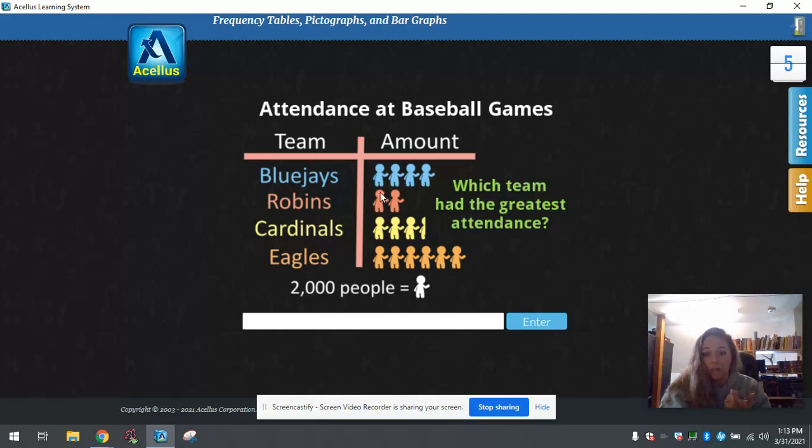For the Robins, we have 2,000, 4,000 people attending. For the Cardinals, we have 2, 4, 6.5. So 7,000 people attending. For the Eagles, we have 2, 4, 6, 8, 10, 12,000 people attending. So that's a lot of people. All right, which team has the greatest attendance? Well, that's pretty obvious, the Eagles. Let's see if it matters if I use a capital or not. Probably not.